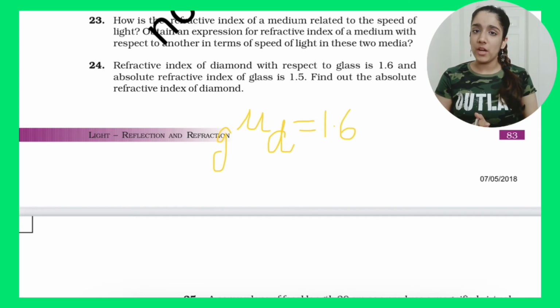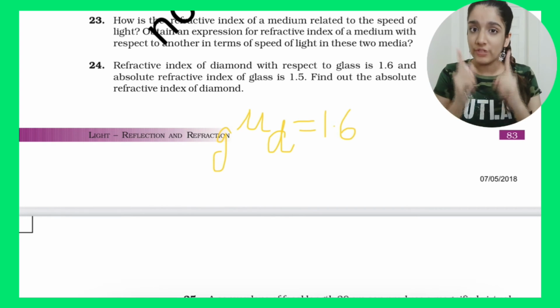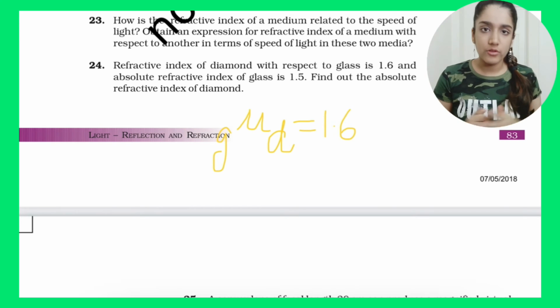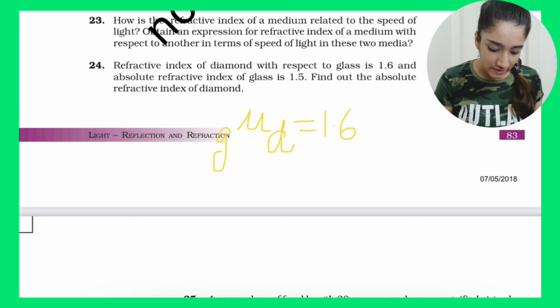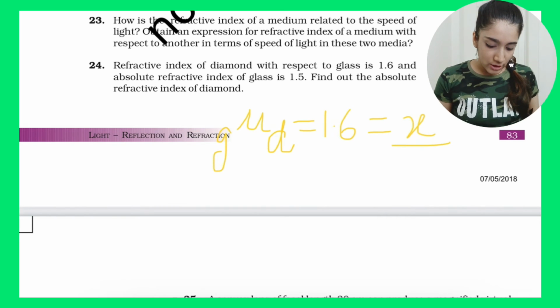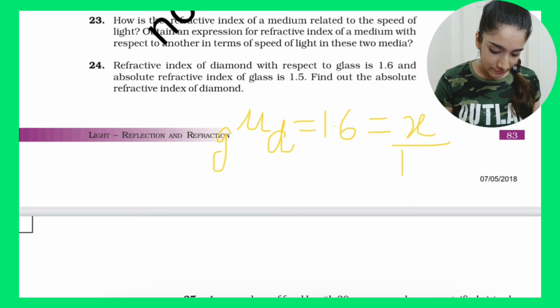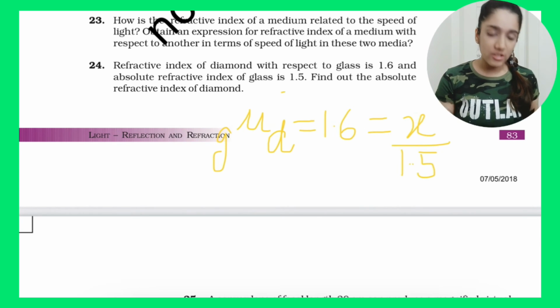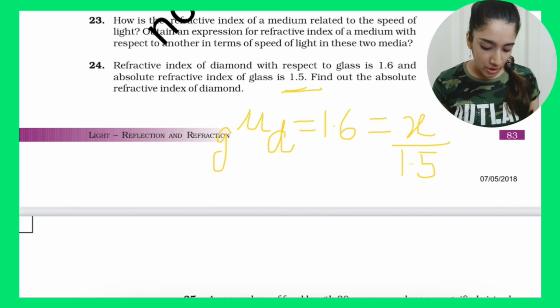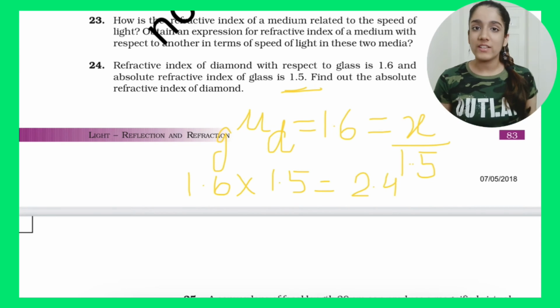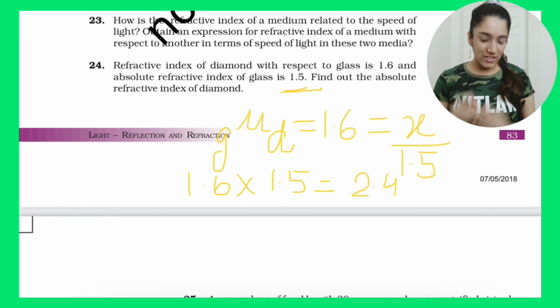And what will the formula be? The absolute refractive index of diamond at the top and absolute refractive index of glass at the bottom. So diamond we don't know until now, so we will just assume it as X, by, we know glass refractive index, which is 1.5. They have already given us in the question, and now we can just find the value by just multiplying 1.6 into 1.5, which is what? 2.4. So what is the absolute refractive index of diamond? It is 2.4.